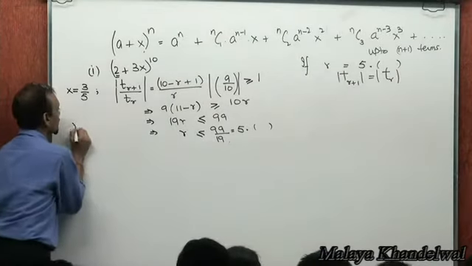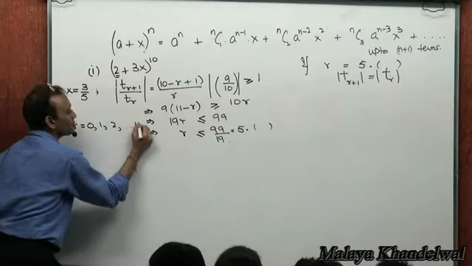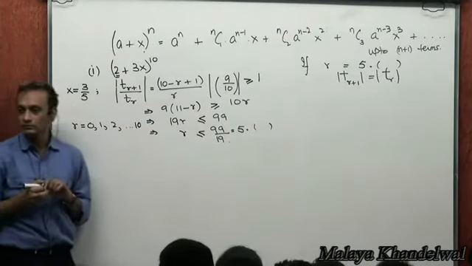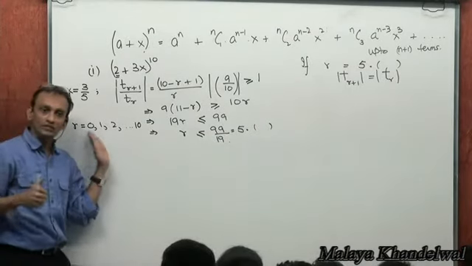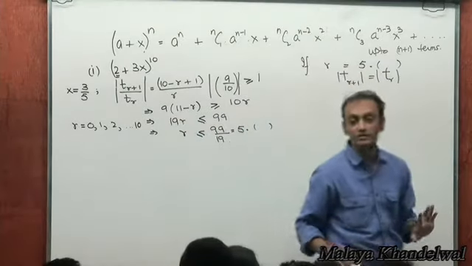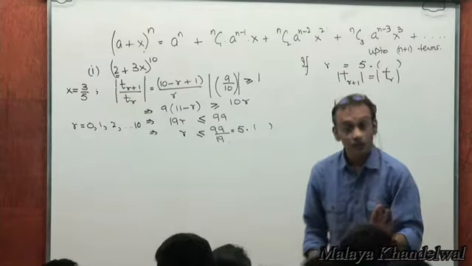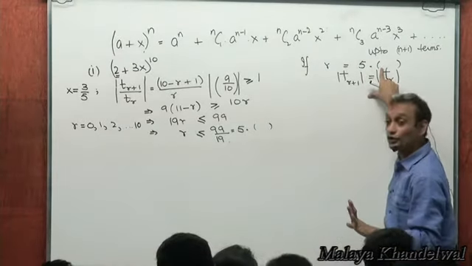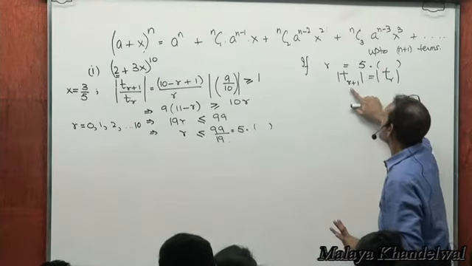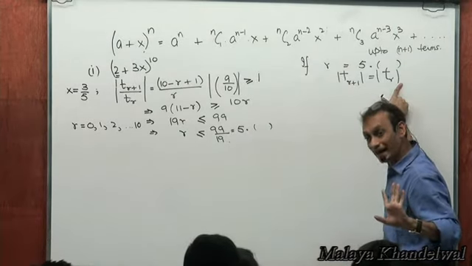The values that r can assume are 0, 1, 2, in this case up to 10. There are 11 terms, so r will assume values from 0 to 10. Is r ever assuming a value equal to 5 point something? R is never assuming a value equal to 5 point something. That means t(r+1) can never be equal to t(r), right?